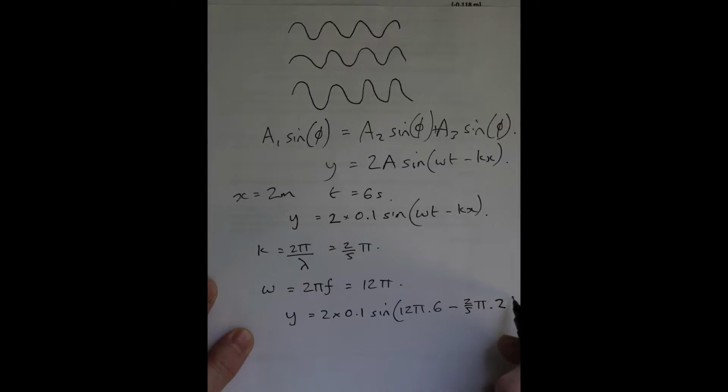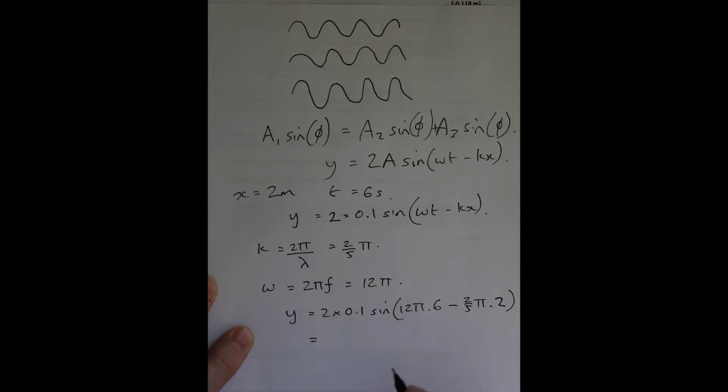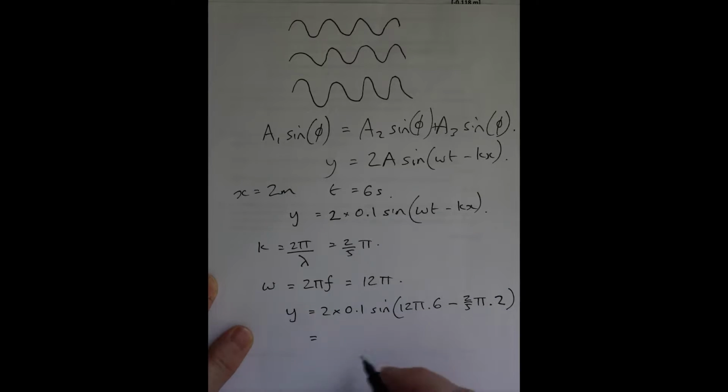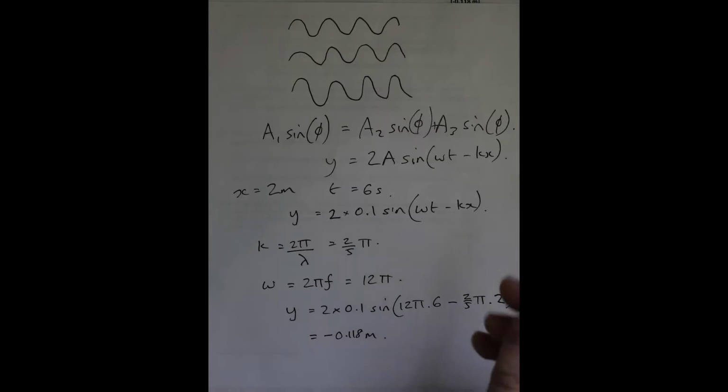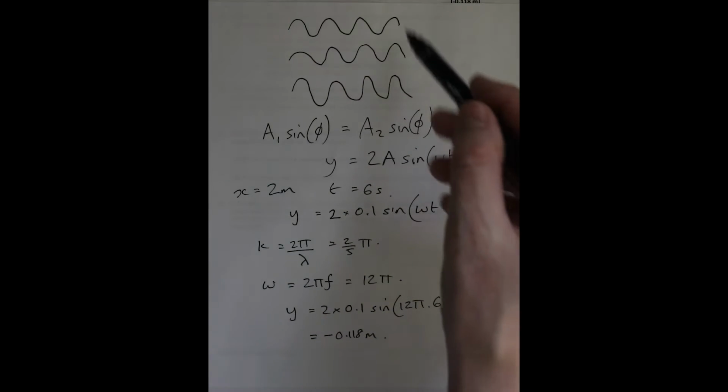Okay, 0.2 meters from the source. Yeah, it's 2. Okay. So if you just put the values into the equation, you'll get an answer of minus 0.118 meters. So the key thing here is that you're adding these two waves together.